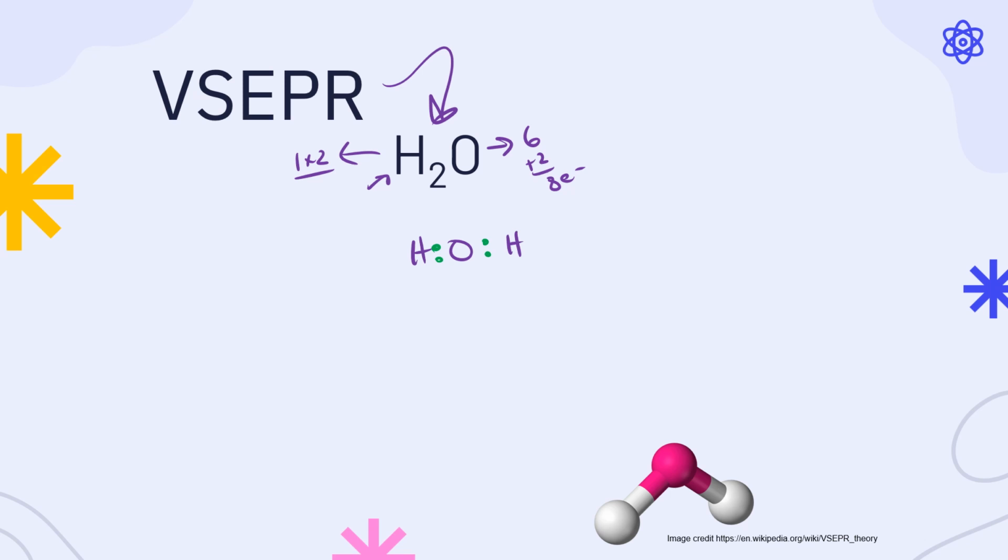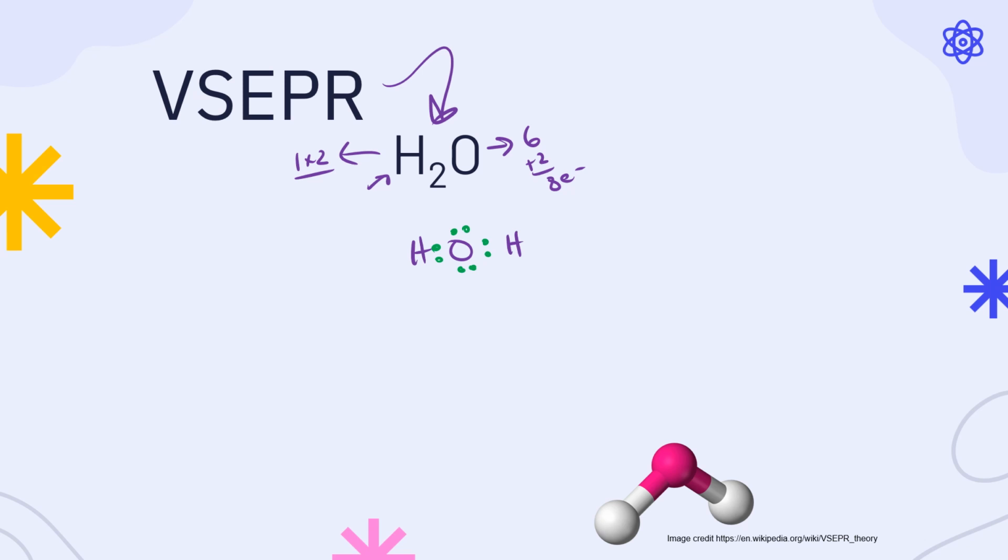Should I make some double bonds between the oxygen and the hydrogen? No, because hydrogen is stable with only 2 electrons. It's in the first energy level. There's only that S sublevel. There's only 1 orbital. 2 is as good as it gets for hydrogen, which is actually quite good for hydrogen. And then the last 4 electrons are just going to go on the oxygen.